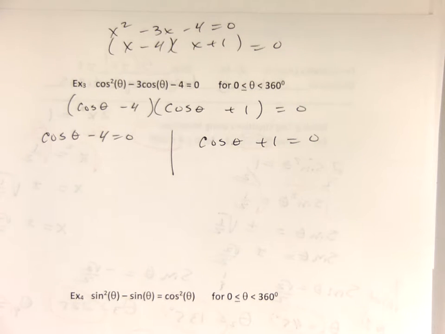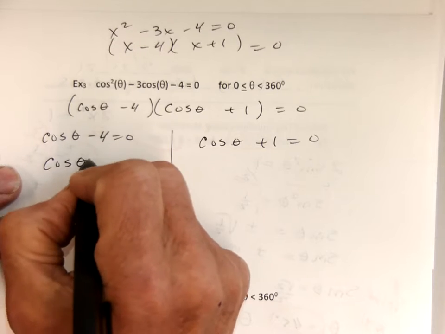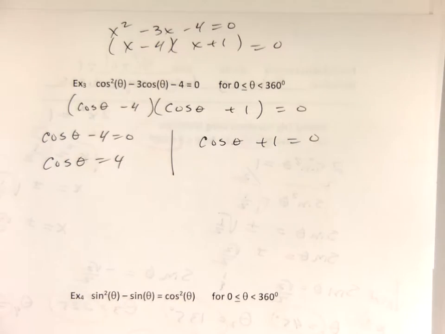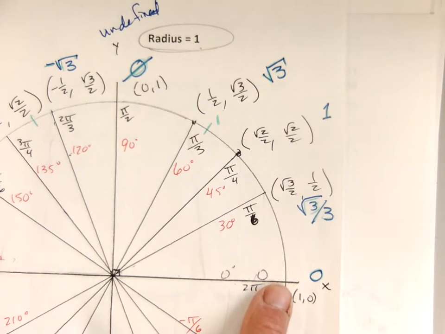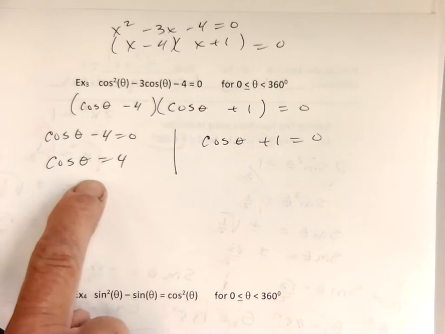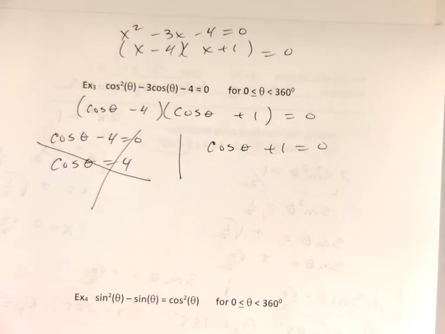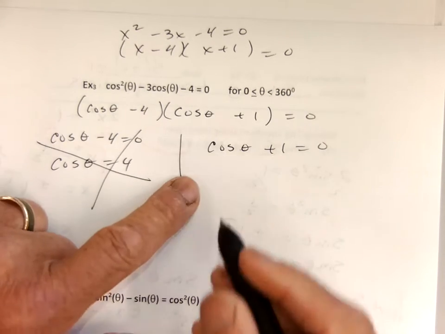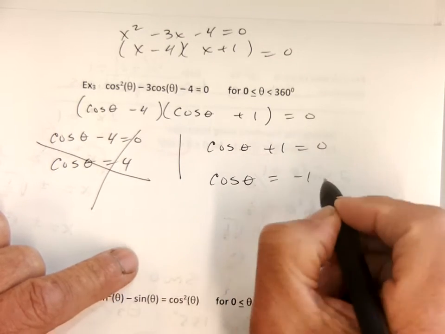How am I doing? I'm going to solve cosine of theta equals 4. Wait a minute. The unit circle has a radius of 1, not 4. So this can't happen, right? So this one we're just going to say that can't happen. Cosine cannot equal 4. But on the other side, we can go cosine of theta equals minus 1, right?